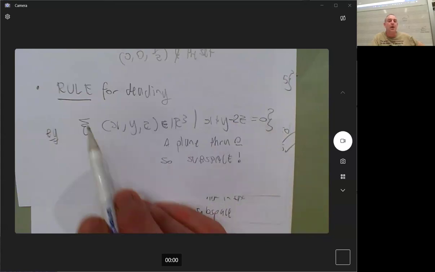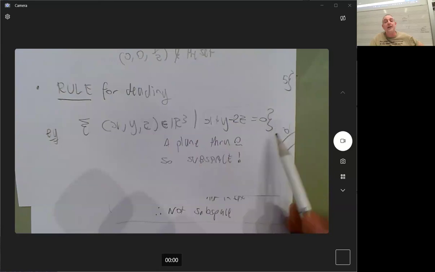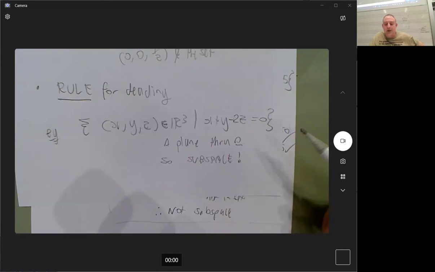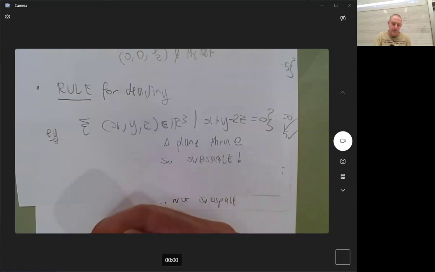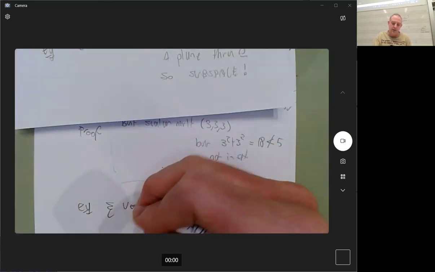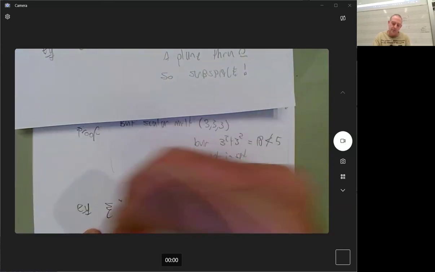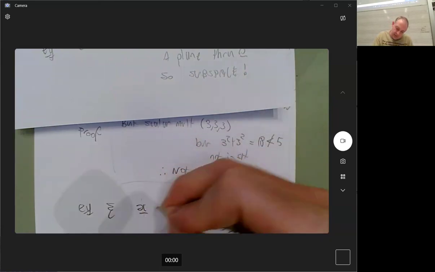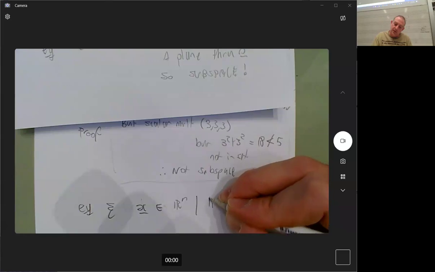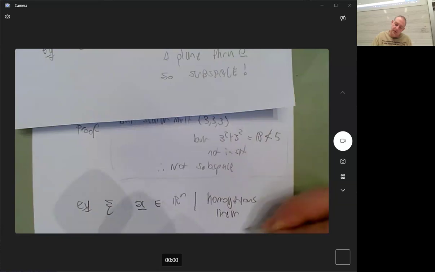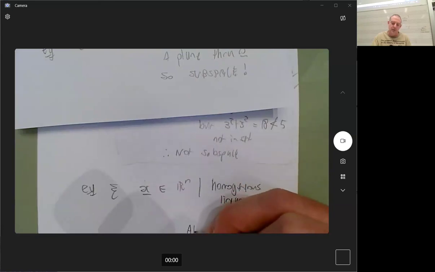If you make a set by a rule, and the rule is any number of linear equations that are equal to 0, homogeneous linear equations, then it's definitely a subspace every time. So if you've got vectors x in Rn such that homogeneous linear equations hold, it is always a subspace.